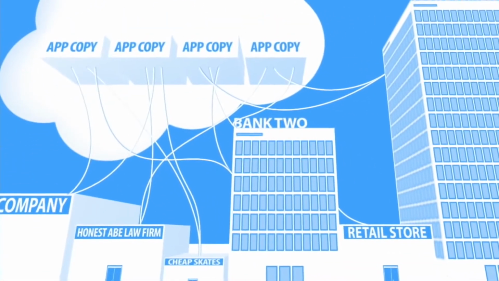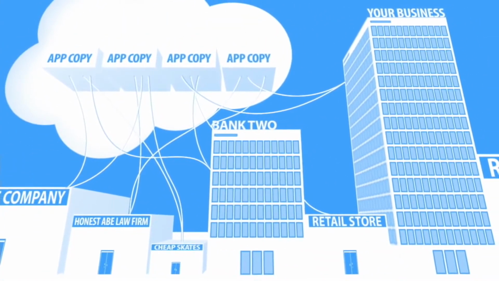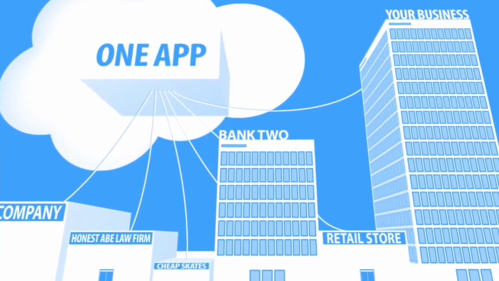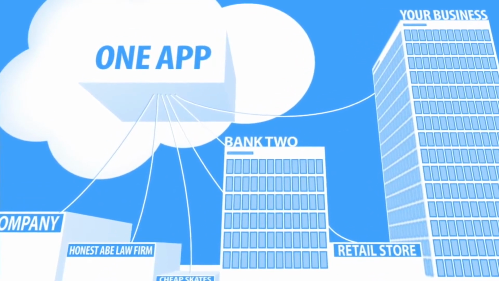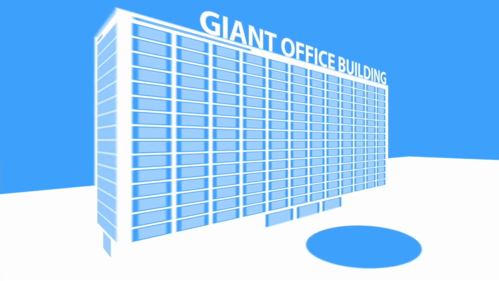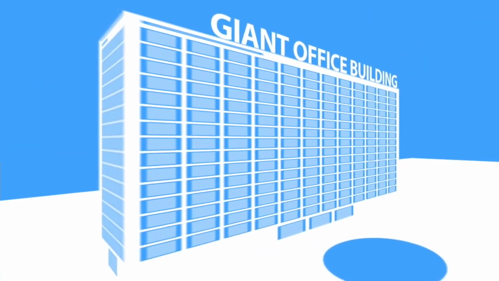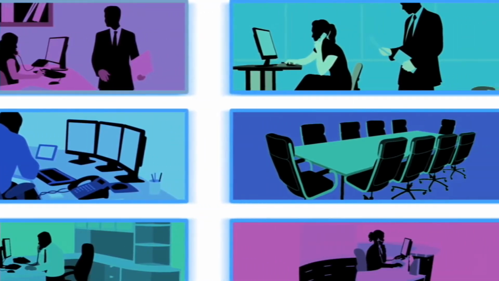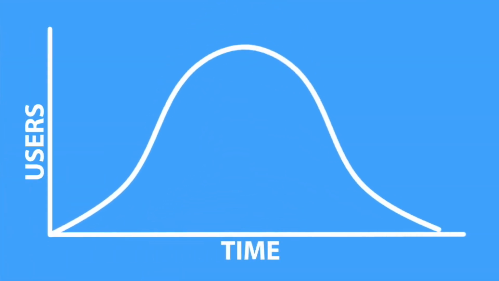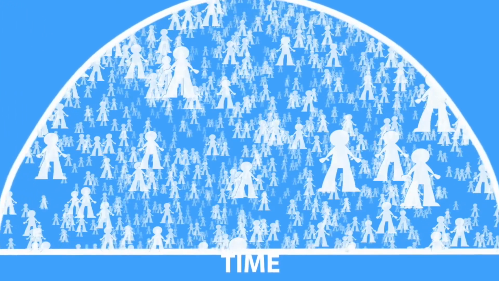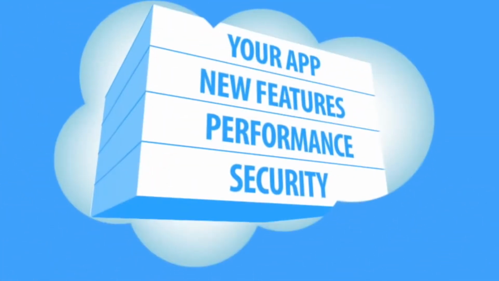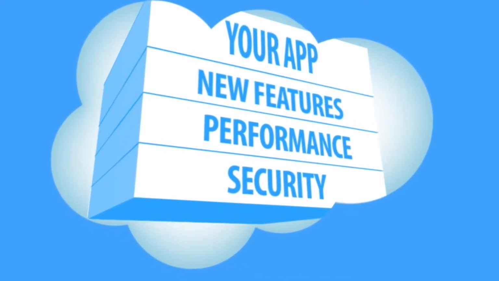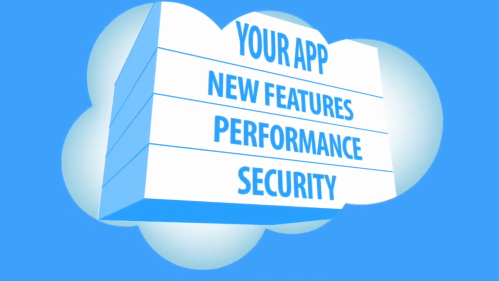With a multi-tenant app, there isn't a copy of the app for each business that's using it. It's one app that everyone shares. But it's flexible enough for everyone to customize for their specific needs. It's like a giant office building where everyone shares the infrastructure and services, like security, yet each business can customize their own office space. This means apps are elastic. They can scale up to tens of thousands of users or down to only a few. Upgrades are taken care of for you, so your apps get security and performance enhancements and new features automatically.